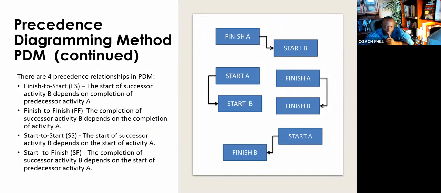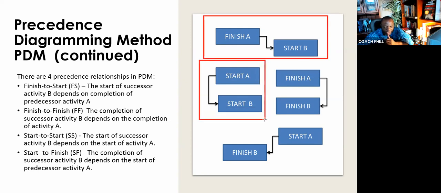Finish to start means you must finish A before you start B. Start to start means you could schedule with a start A and then I can start B. In other words, they could start almost simultaneously. The moment A starts, B can start. But B starting is contingent on A starting.